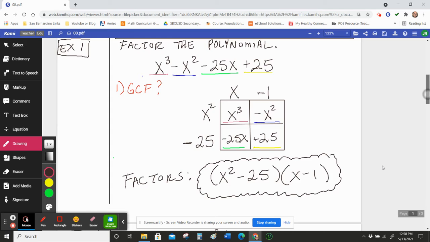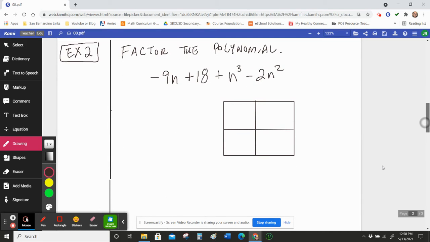Okay, let's move on to example number 2. I have 3 total for you today. Example number 2, we need to factor this polynomial now. We have negative 9n plus 18 plus n to the power of 3 minus 2n squared. Notice that the order is all out of whack. So they're just all random places, right?